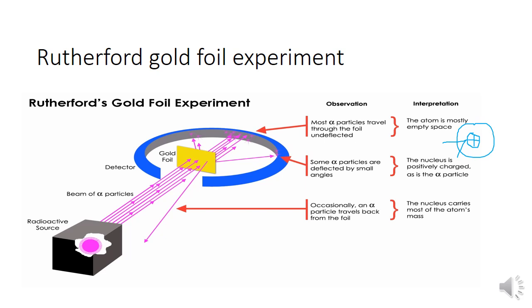Do you understand? Then there are others that made a comeback. Occasionally alpha particles travel back from the foil. Why? The nucleus carries most of the atom's mass.